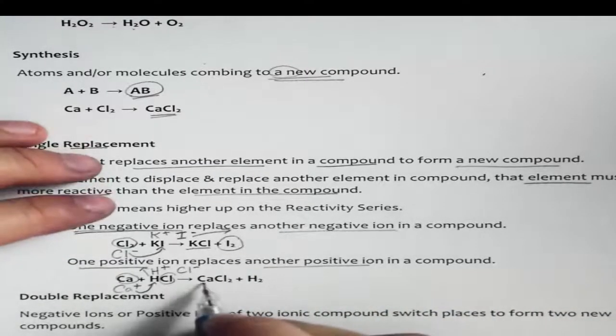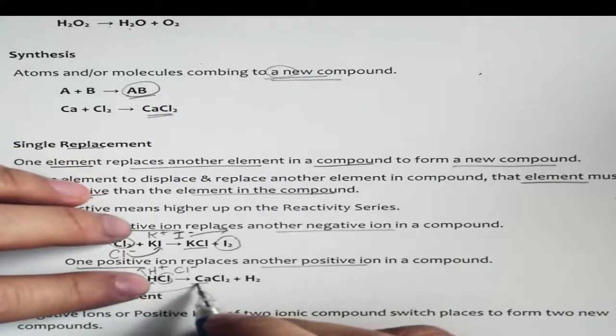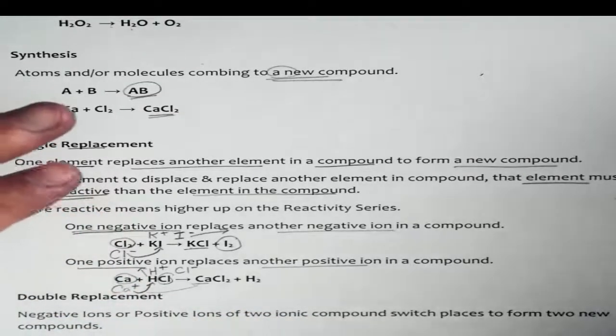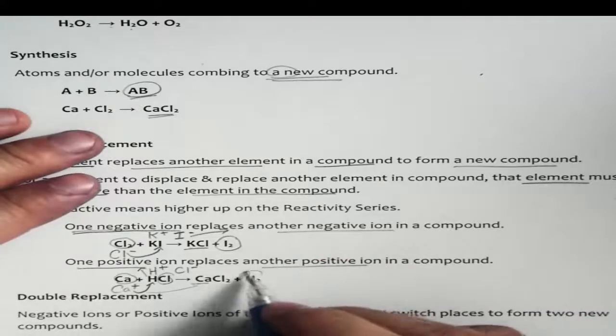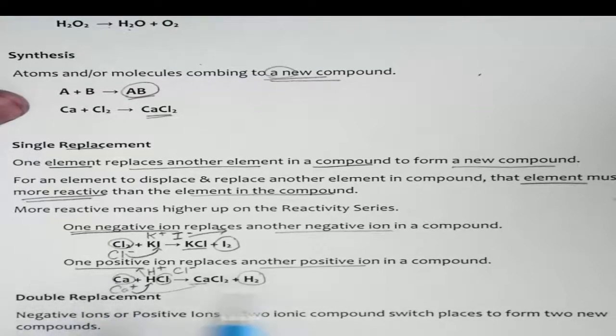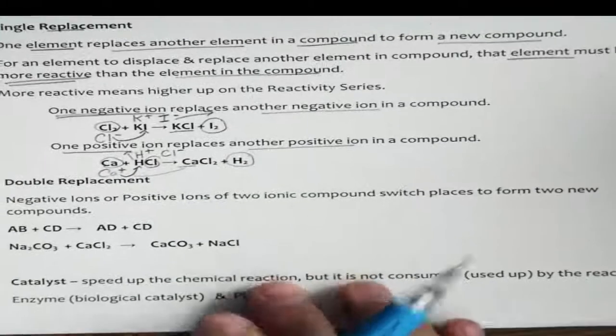So what we have here, of course, is calcium coming in. Now it's going to bond with chlorine, or chloride, so we have calcium chloride. The hydrogen that gets kicked out is going to bond with itself and form a gas, hydrogen. That's the way it works. So that is single replacement: a positive ion replaces another positive ion. And the last one is very easy.